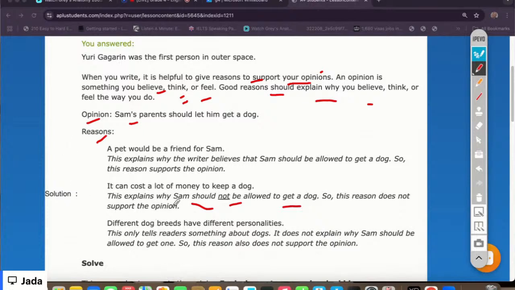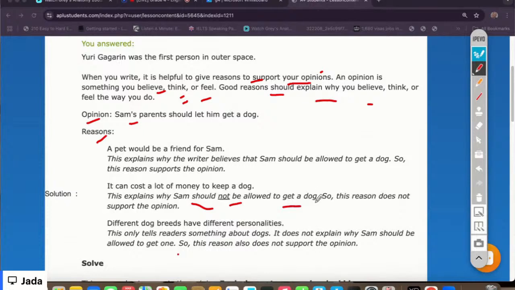So this reason does not support the opinion. Alright, so different dog breeds have different personalities. This one tells readers something about dogs. It does not explain why Sam should be allowed to get one. So this reason also does not support the opinion.